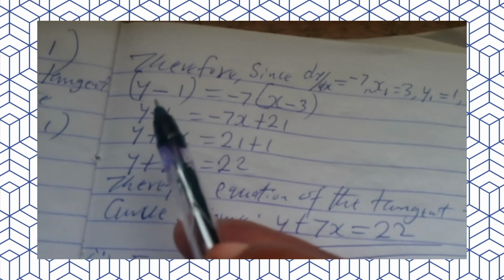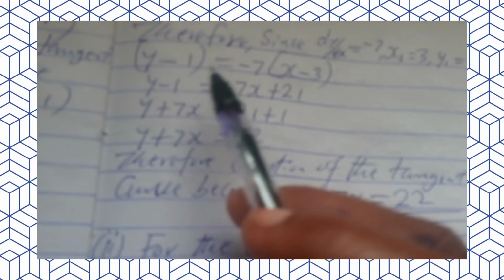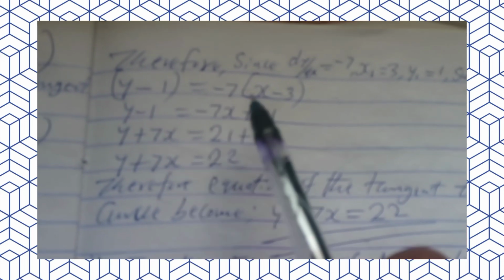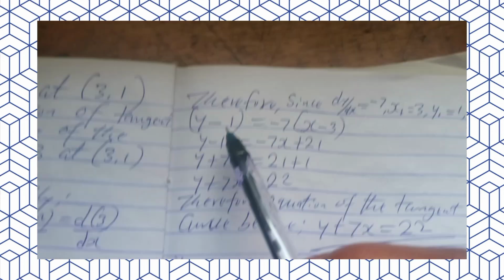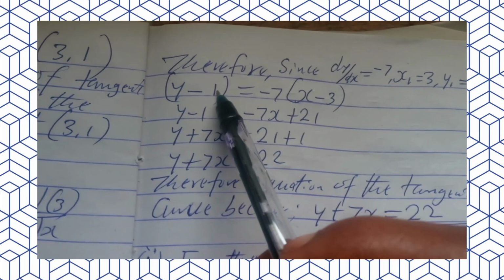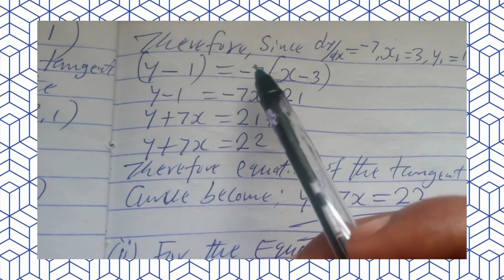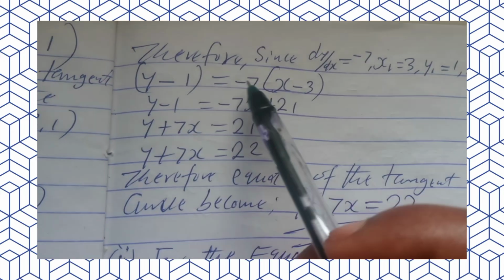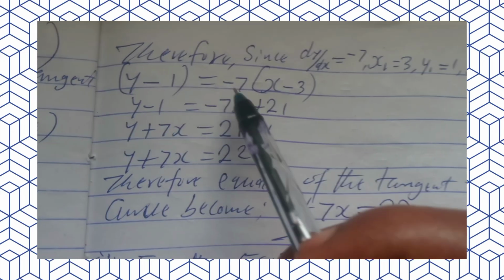You know that our y now, based on the equation of the tangent, is given as y minus y1 equals dy over dx times x minus x1. And this is our y, and this is supposed to be y1. So we know that our y1 is 1. We substitute the value of 1, and this is our dy over dx. And we know that our dy over dx is minus 7, based on how we differentiated implicitly recently.